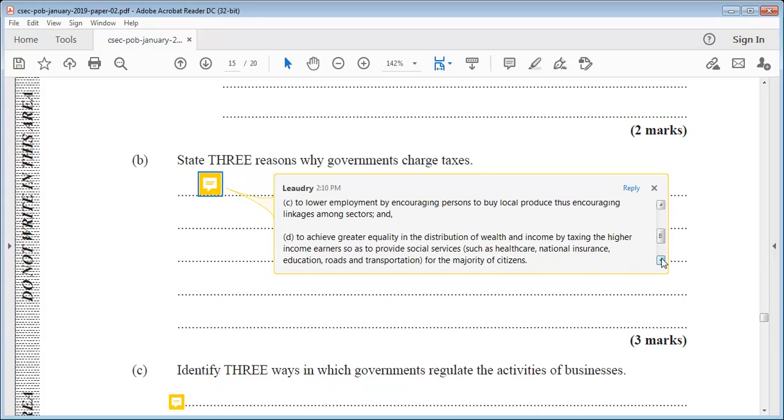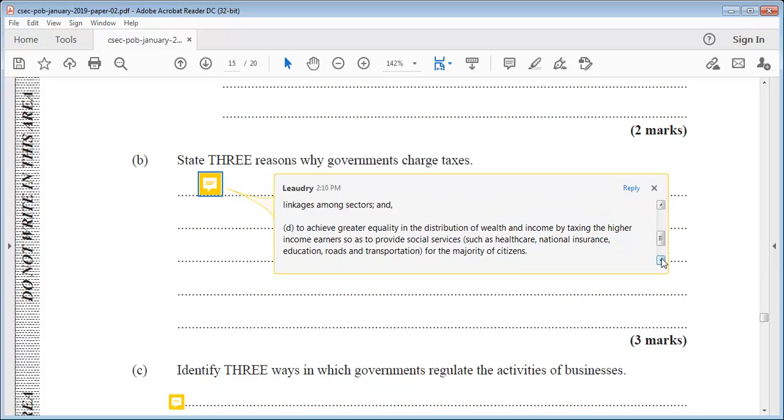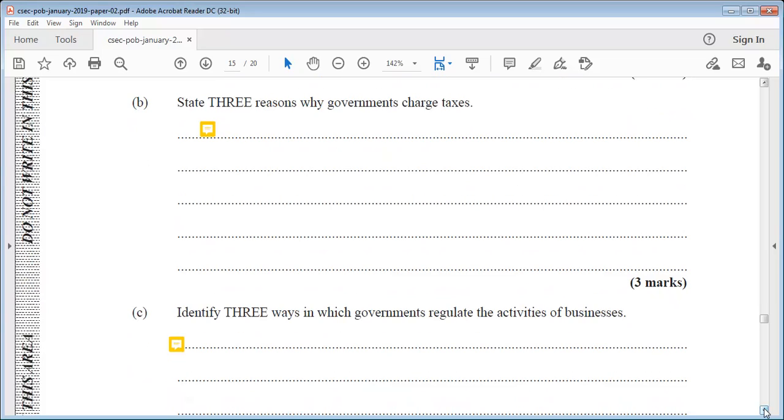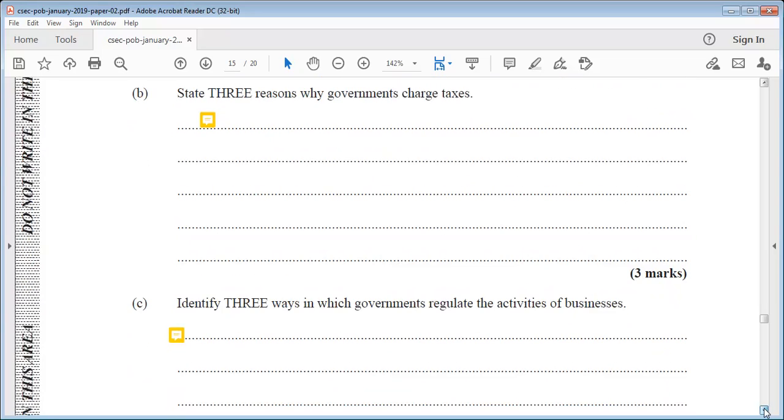And 4, to achieve greater equality in the distribution of wealth and income by taxing the higher income earners, so as to provide social services such as healthcare, national insurance, education, roads, and transportation for the majority of citizens. So they are taxed higher to the benefit of others, lower income earners. And you will get 3 marks. So you just need to select 3.